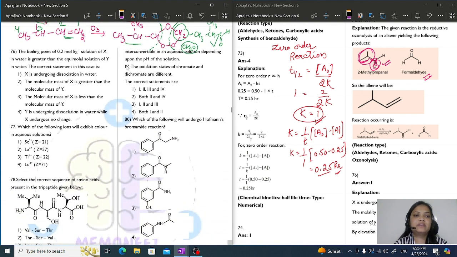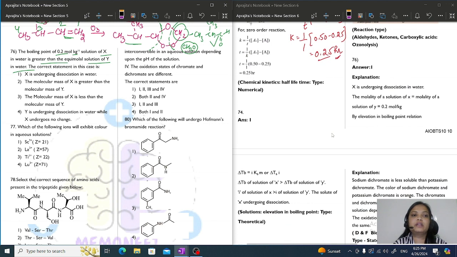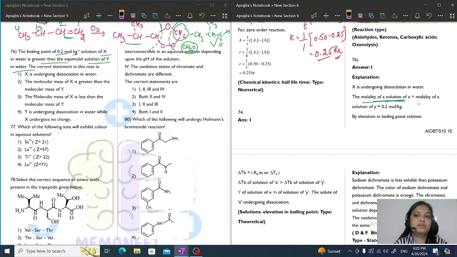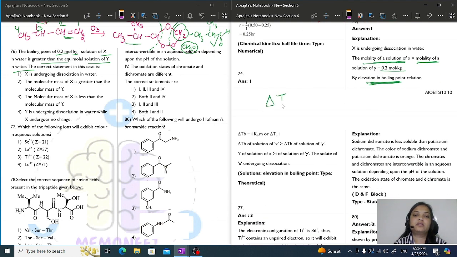Next, question number 76. The boiling point of 0.2 mole per kg solution of X in water is greater than equimolar solution of Y in water. The correct statement is. So X is undergoing dissociation in water and they are equimolar. Equimolar means the molality of X will be equal to molality of solution of Y, which is given 0.2 mole per kg. Now the boiling point of solution of X is greater than that of the solution of Y. So we know that the relation of elevation in boiling point, means the temperature change, will be equal to i Kb into m.